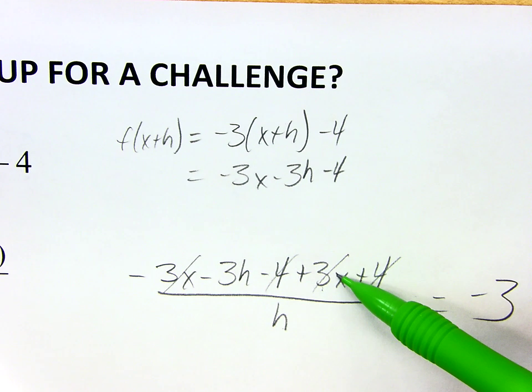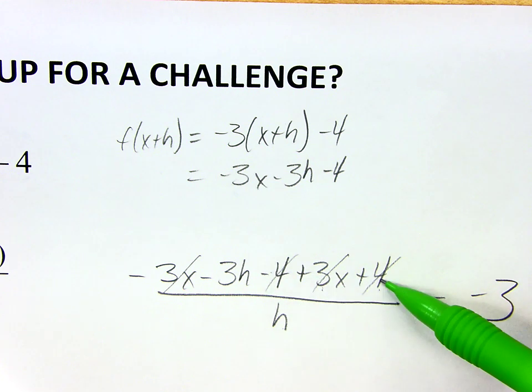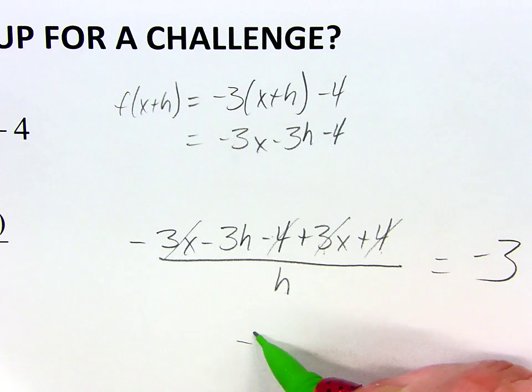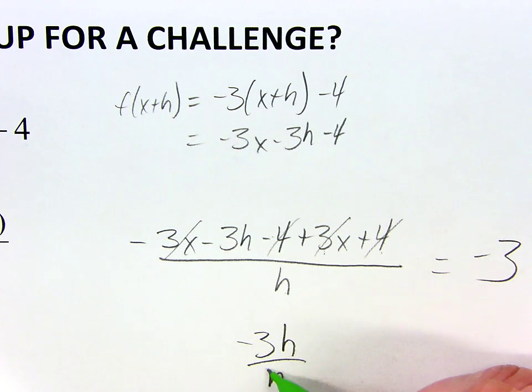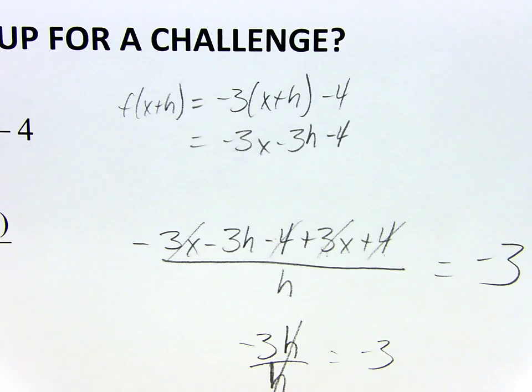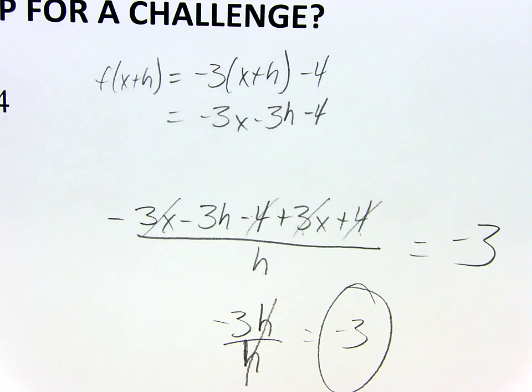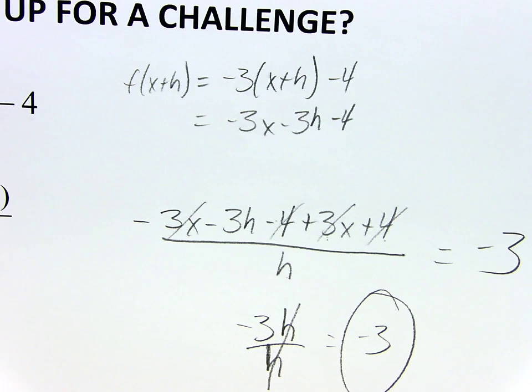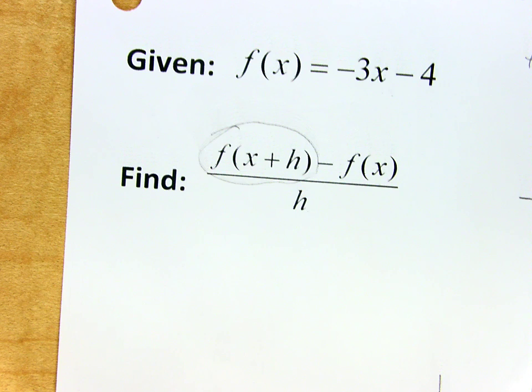And then, if you look closely, you'll see that a whole bunch of them cancel out. I have a -3x and a positive 3x, a -4 and a positive 4. So all I'm left with is -3h over h. Yes, you are allowed to cancel the h's out and just be left with -3. That would make sense here, because this thing is a straight line. So the slope between any two random points on that line is going to be -3. That makes sense. You with me so far?